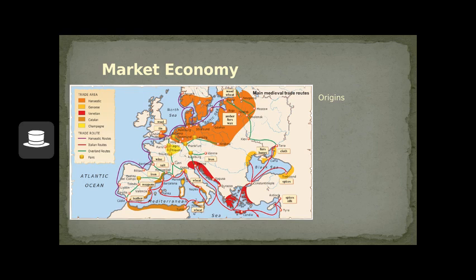This phenomenon soon spread north. You'll notice there's an area in orange toward the top, and to the left of this, there are cities like Antwerp and Hamburg. And these cities of Northern Europe also became involved in this market economy. And other cities began to develop, all taking part in these markets.